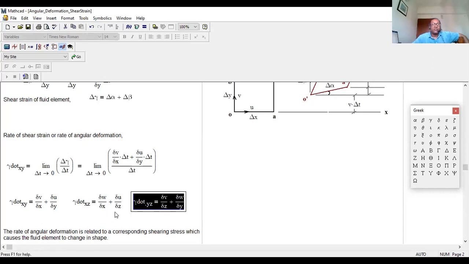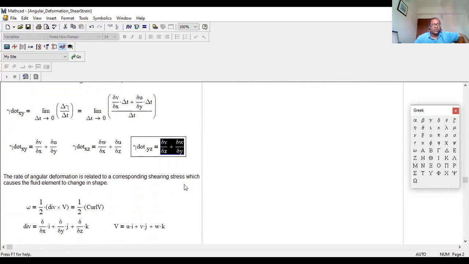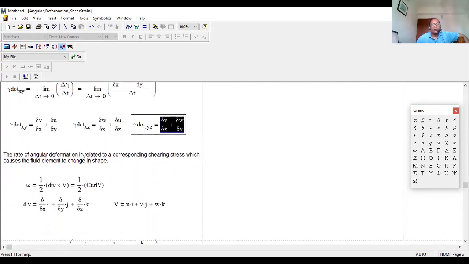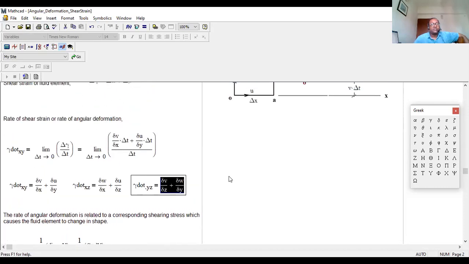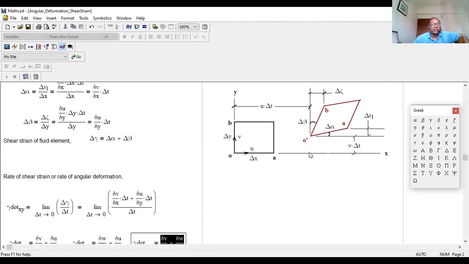Okay. So that means this angular deformation, this one along z-axis, and this one along y-axis, this one happening along x-axis. So the rate of angular deformation is related to a corresponding shear stress, which causes the fluid element to change shape. If there is this kind of deformation, then the fluid element will change its shape. That's why sometimes you see fluid element is rotating. There is a deformation in the fluid element.